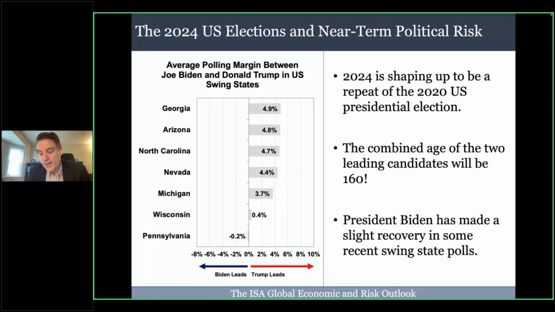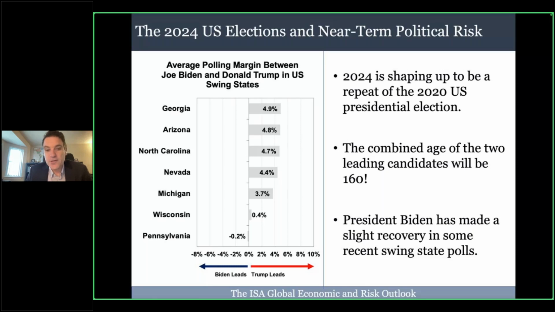We could have defenestration, where one of the candidates is removed. We could have incapacitation, because the combined ages of the two candidates will be 160 at the time of the election. We could have incarceration. There are so many potential variables to this election in the coming months.